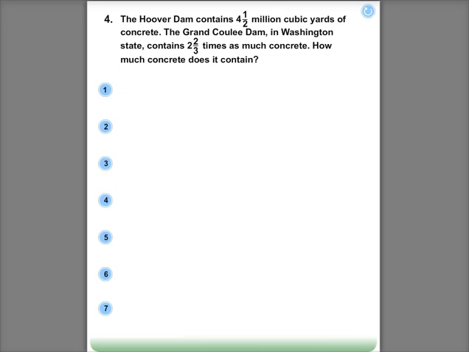Okay, the Hoover Dam contains 4.5 million cubic yards of concrete. The Grand Coulee Dam in Washington State contains 2 2/3 times as much concrete. How much concrete does it contain? So we can estimate, and then we change these into improper fractions once again by multiplying the denominator to the whole number, adding the numerator and getting 9, keeping the same denominator. 3 times 2 is 6, plus 2 is 8 over 3.